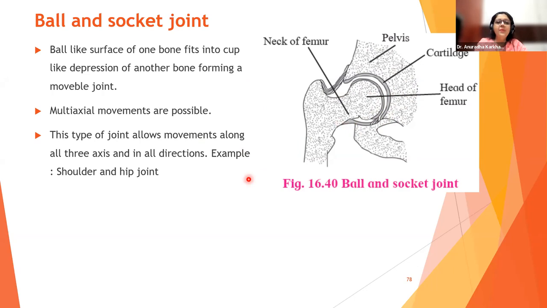Okay. So multi-axial movement is possible because of which joint? A very famous question in your examinations. So multi-axial movement is possible because of the ball and socket joint. The example of ball and socket joint: shoulder joint, hip joint. Remember these things.